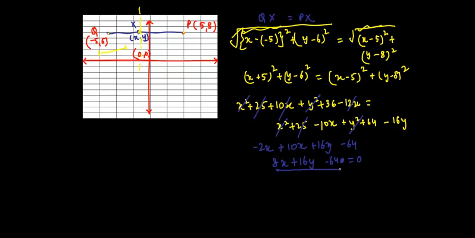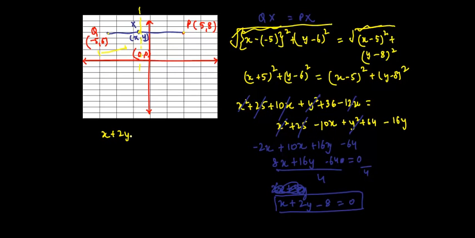Or if you just divide both these sides by 4, we get 2x plus 4y, or actually we can also divide it by 8. So you will get x plus 2y minus 8 is equal to 0. So the equation of this perpendicular bisector is x plus 2y minus 8 is equal to 0, right?